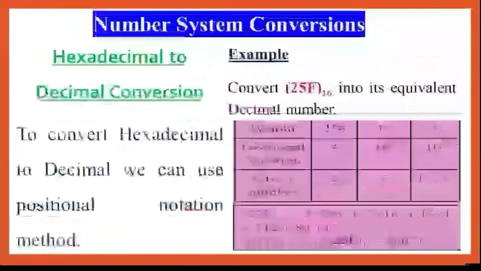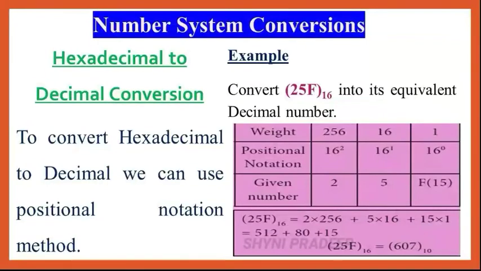Okay. And next, hexadecimal to decimal conversion. Here you have to write the hexadecimal digits and write the list of powers of 16 from right to left and write the equivalent weight. Multiply each value with its corresponding weight and last, add all the values to get the final value. Okay. See this example. Convert 25F base 16 into its equivalent decimal number.